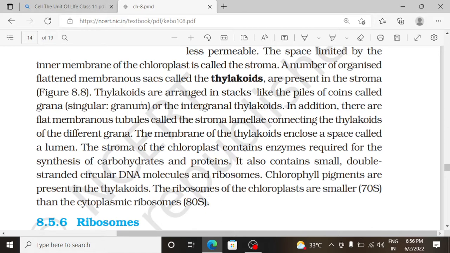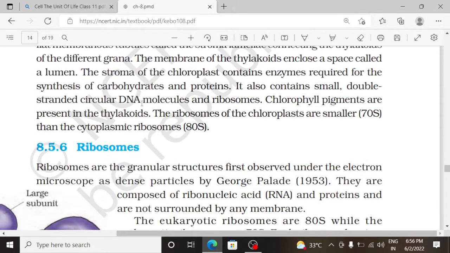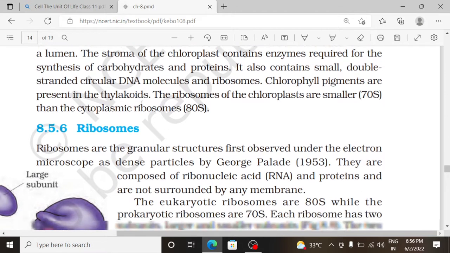The stroma of the chloroplast contains enzymes required for the synthesis of carbohydrates and proteins. It also contains small double-stranded circular DNA molecules and ribosomes. Chlorophyll pigments are present in the thylakoids. The ribosomes of the chloroplasts are smaller, that is 70S, than the cytoplasmic ribosomes, that is 80S.